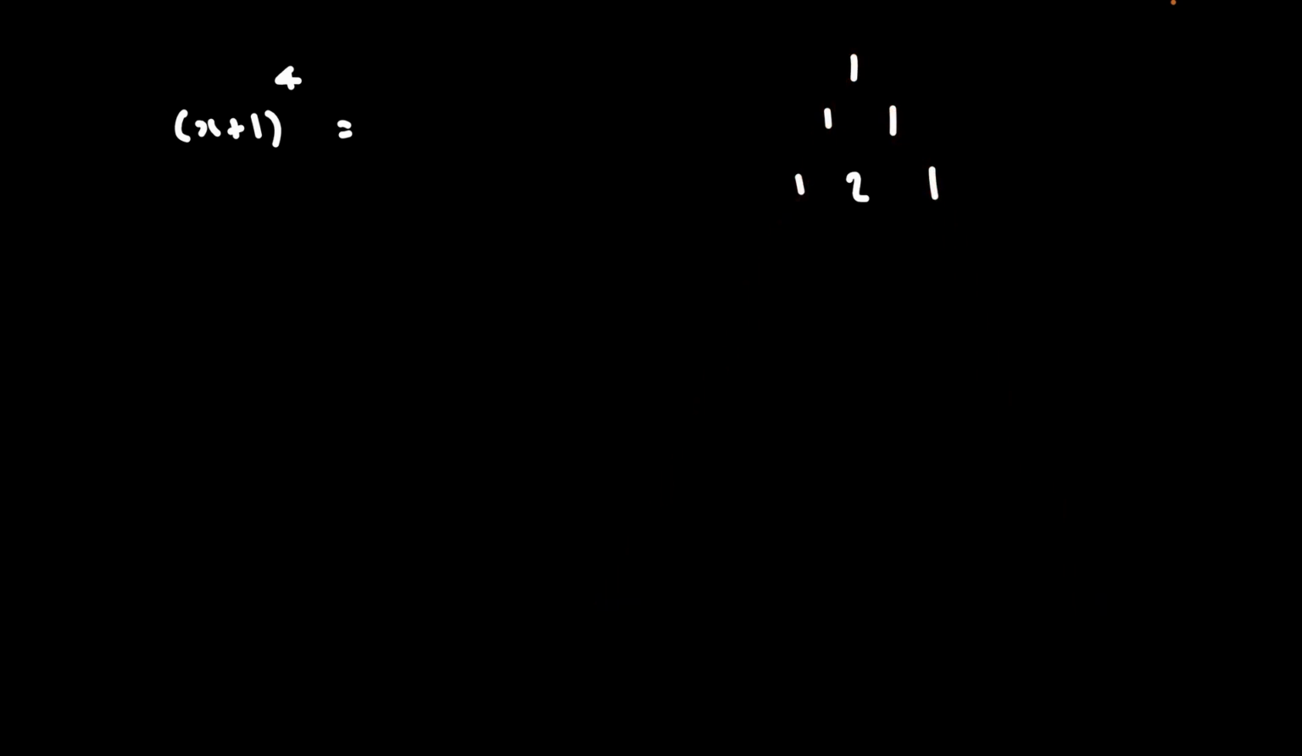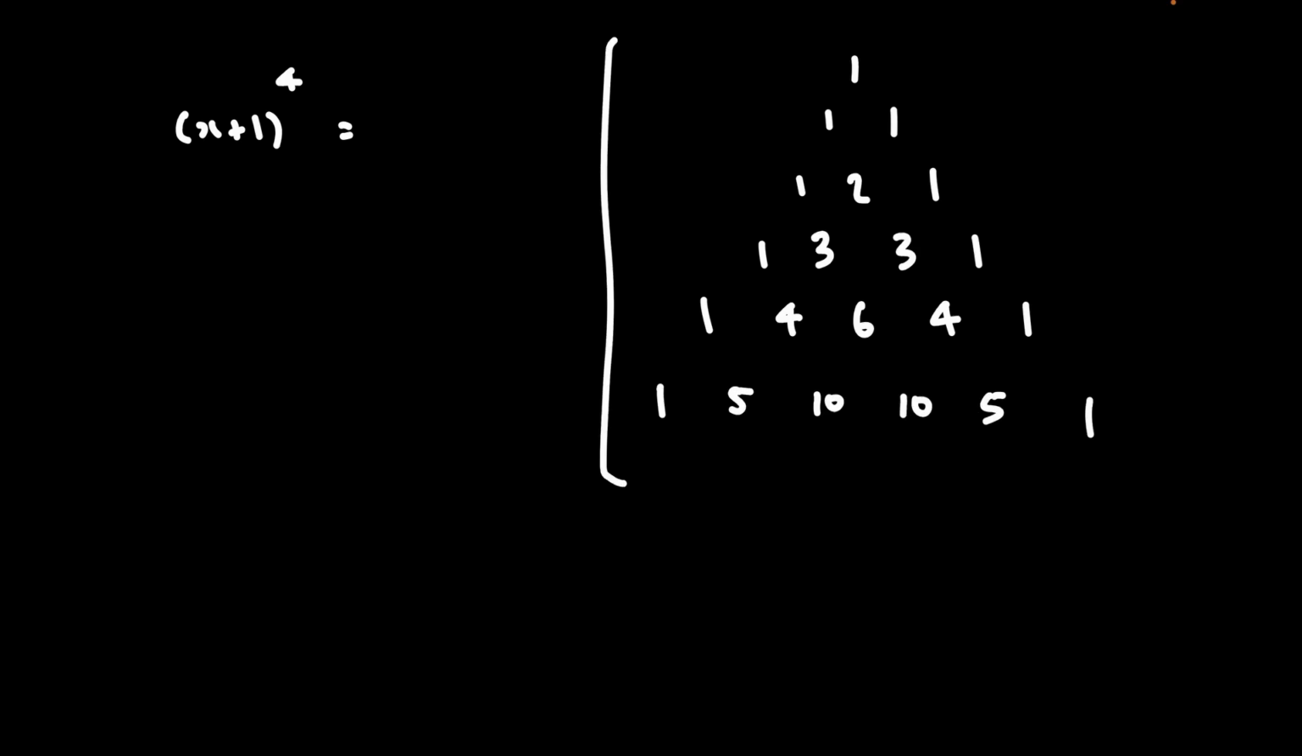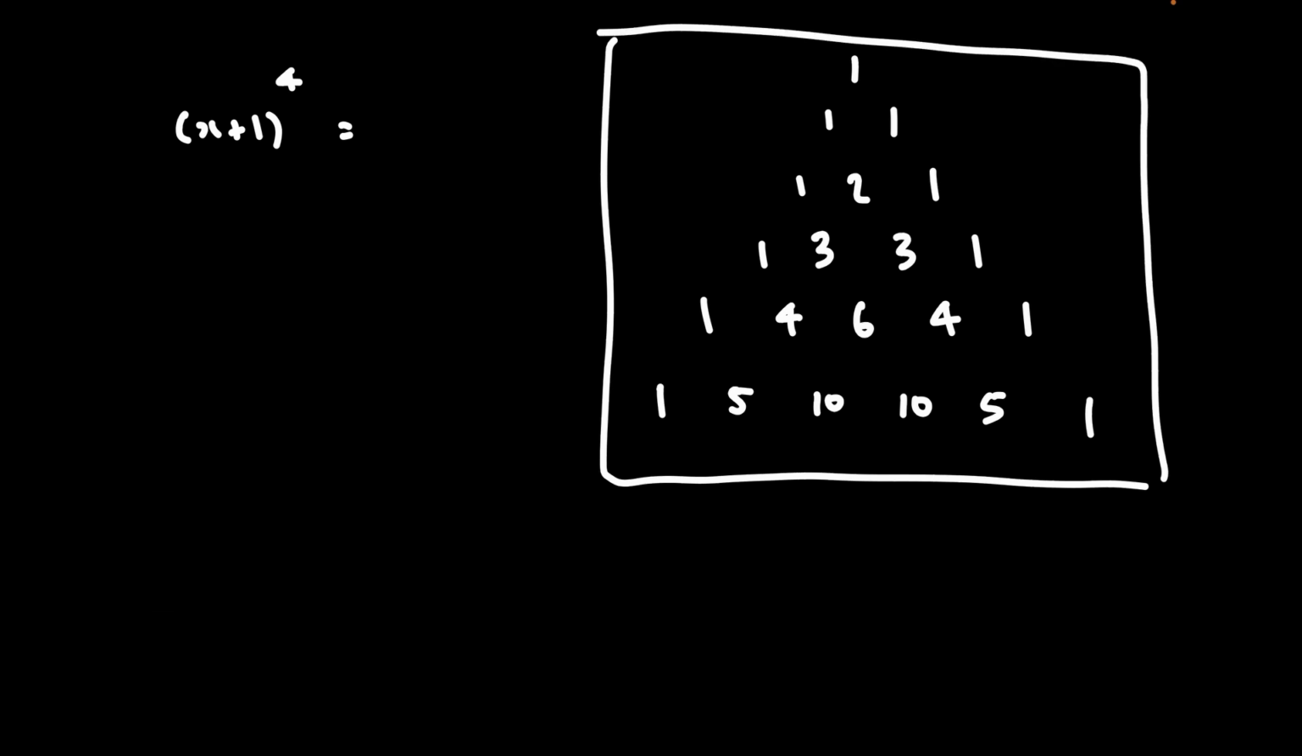And if we continue, I can see that 1 plus 2 is simply 3, and 2 plus 1 is simply 3, 1, 1. And if I continue this way, I can say 1 plus 3 is 4, 3 plus 3 is 6, 3 plus 1 is 4, and 1, 1. And I keep going until I get to 1, 5, 10, 10, 5, 1. These are the only rows of Pascal's triangle I have memorized. If they ask you to do anything more than this, you can simply construct your own Pascal's triangle.